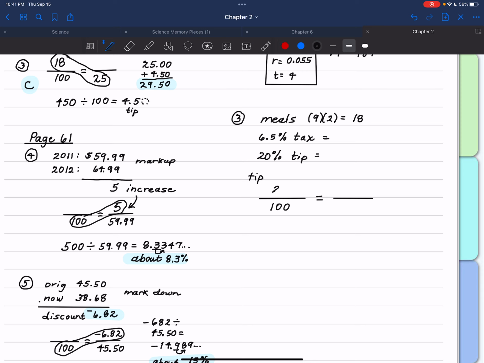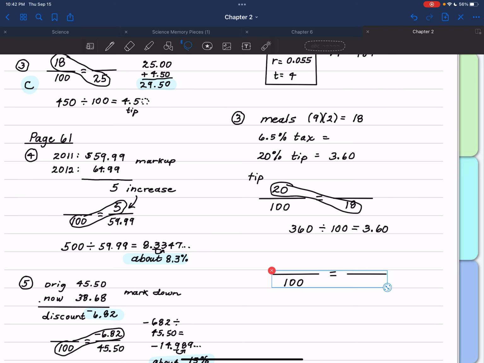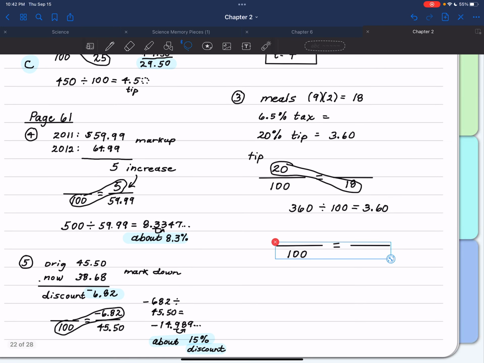So 20% tip on $18 worth of food. So we have 18 times 20, that's 360, divided by 100 means that the tip amount is $3.60. You don't pay tax on the tip. I do, because that's just my personal preference. I pay my tip on the whole bill. Okay.